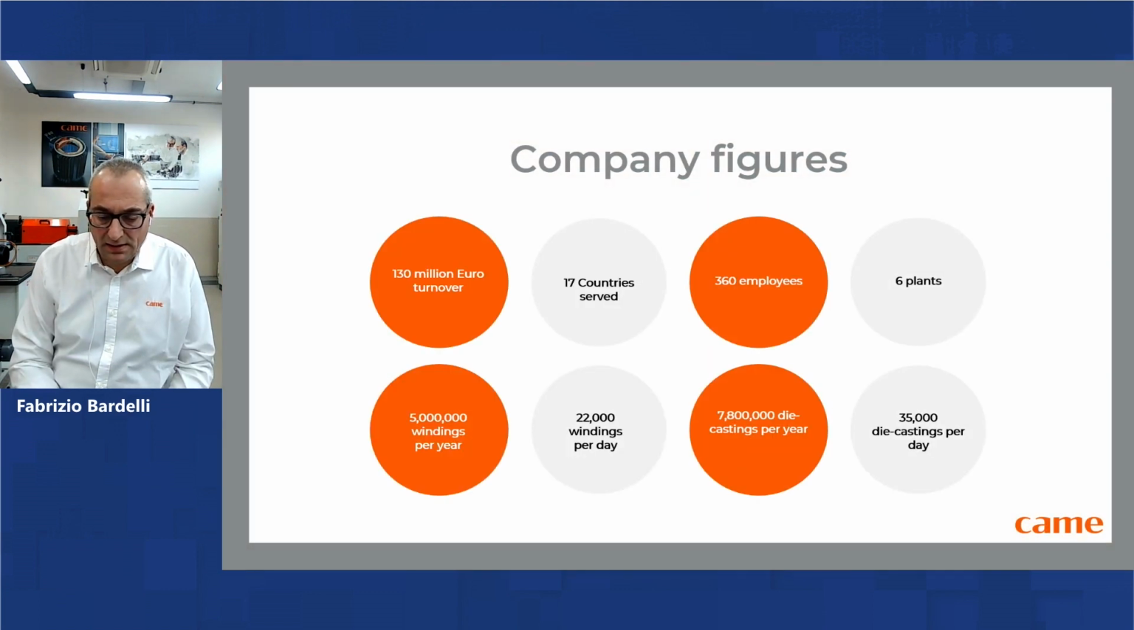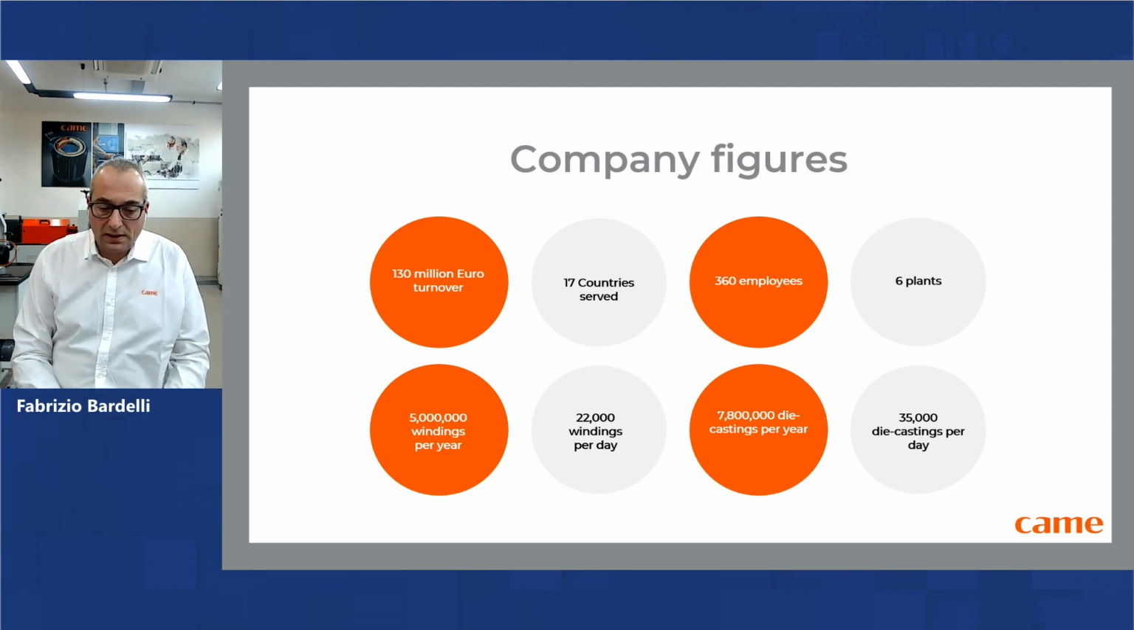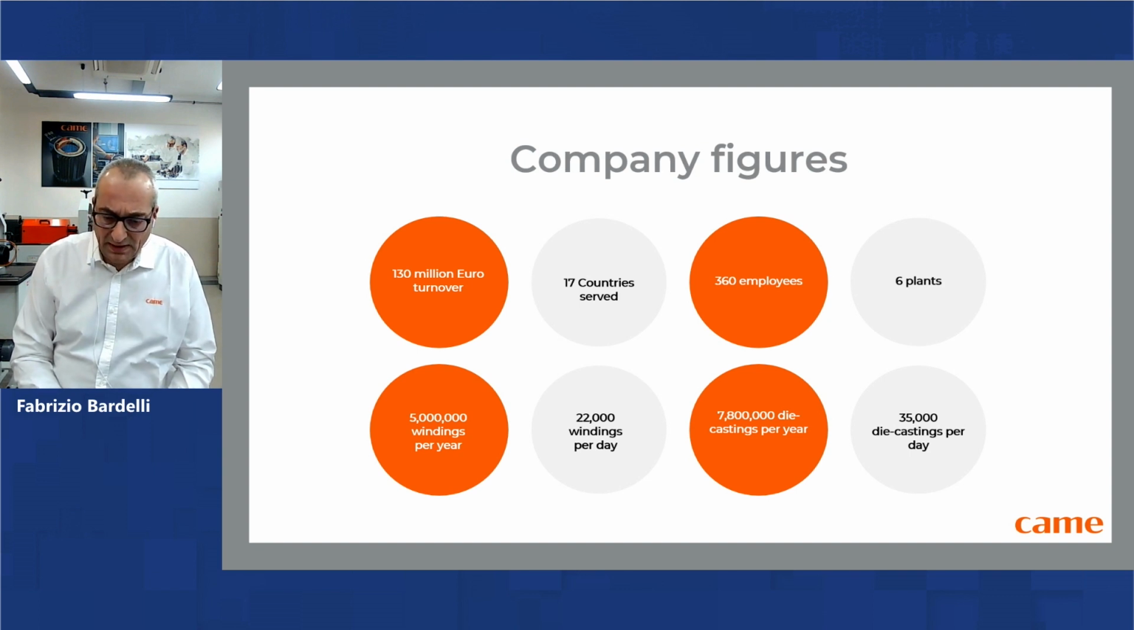Kame is a company of 6 plants, basically. We have a turnover of 130 million euros. We are serving 17 different countries so far. And the production capability is 5 million windings a year, which means 22,000 windings a day, and 8 million die-casted parts a year, which means 35,000 die-casted parts every day.